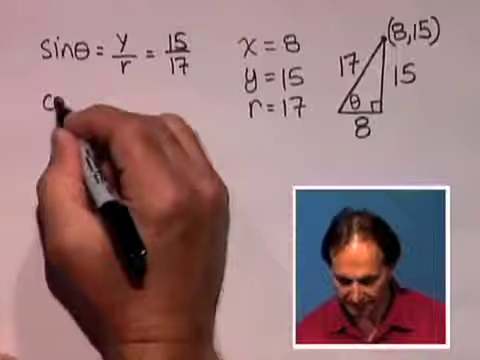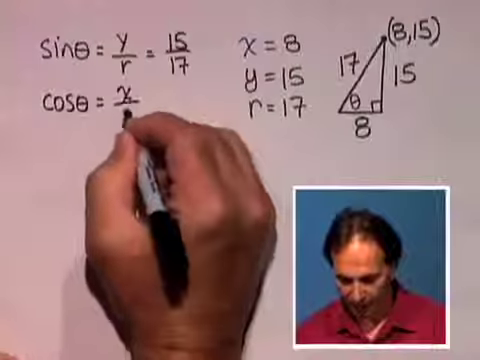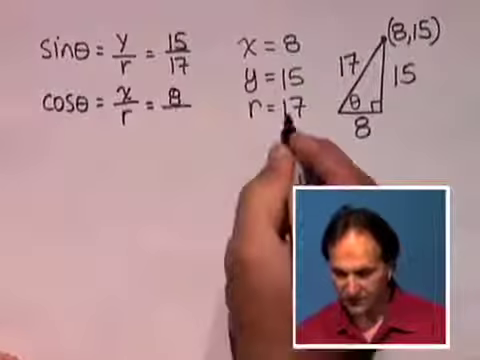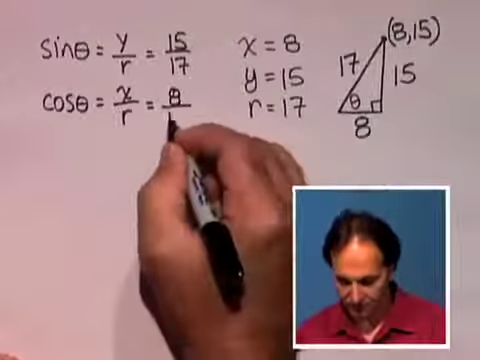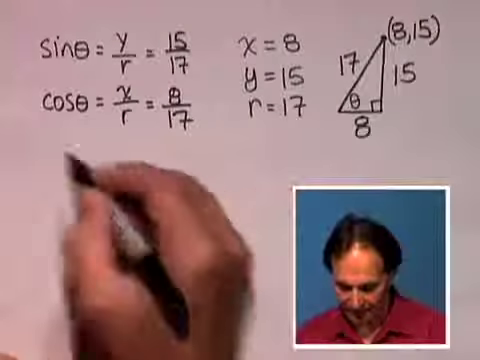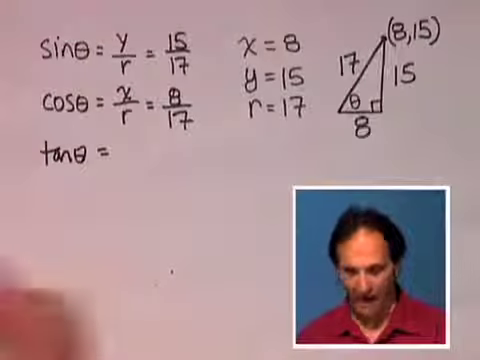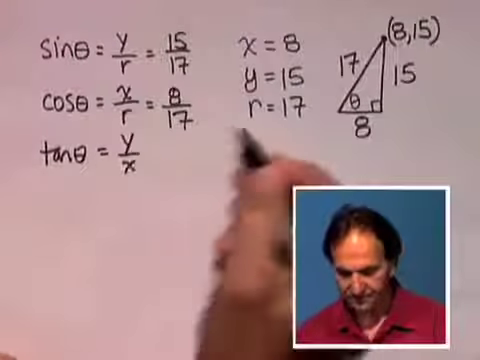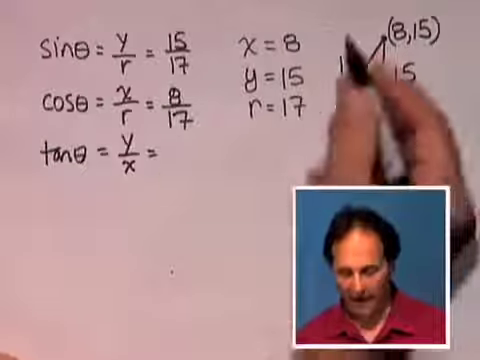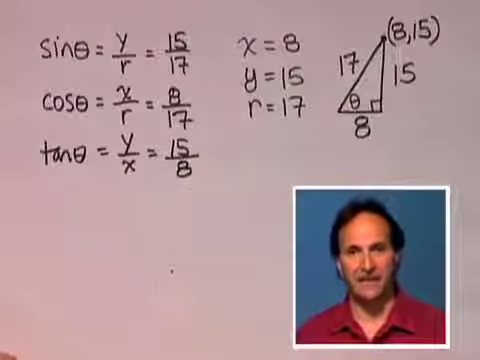For cosine theta, that's equal to x over r. So x is equal to 8. We just said earlier that r is equal to 17. So cosine theta is 8/17. Tan theta. Tan theta is equal to y over x. And so that is equal to y, which is 15, over x, which is 8. So tan theta is 15/8.